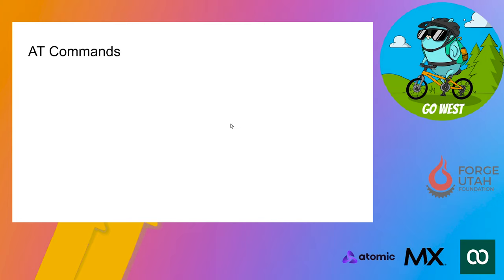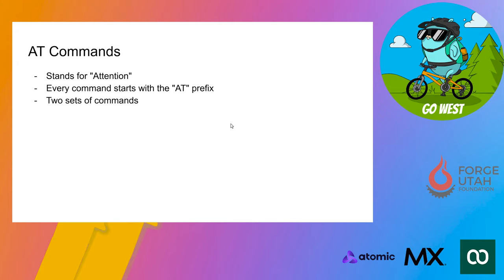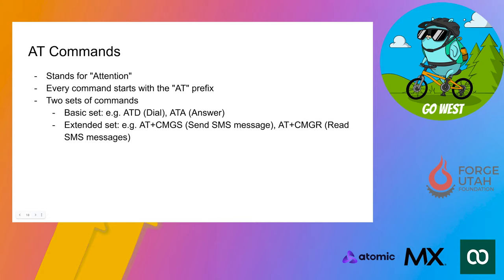As I said, the software will talk on the serial connection, and it's going to issue AT commands. AT is short for attention. These commands are what every modem understands. Every command starts with the letters AT. There are two sets of commands that the modem will understand, and those are part of the basic set of commands. For example, ATD or ATA, which mean attention dial and attention answer. Or there are some extended command sets, such as AT plus. You can have things like send an SMS message. That's called AT plus CMGS. Or if you want to read a message, you can say AT plus CMGR.